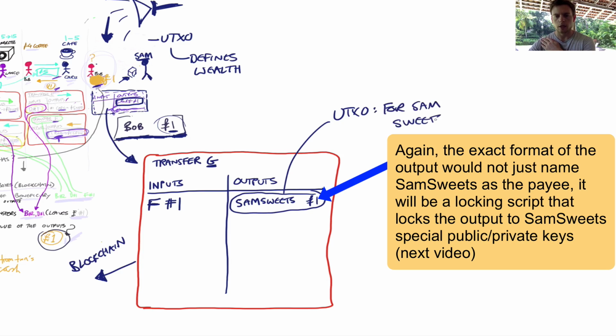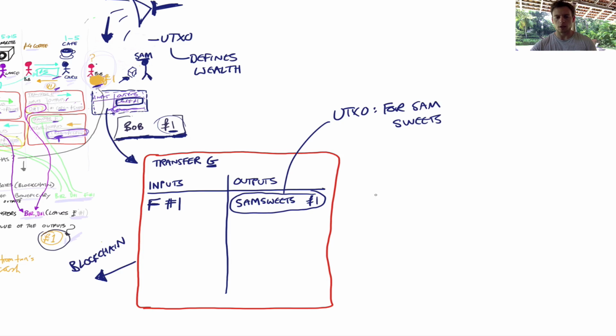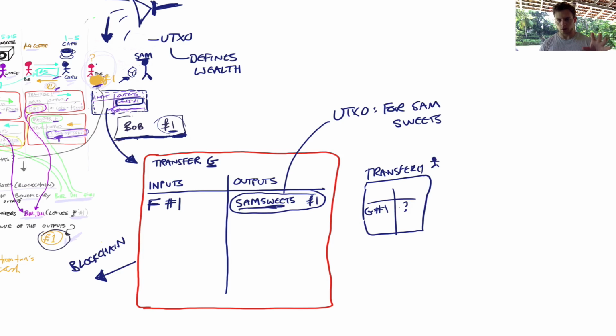right? So now Sam Sweets can write a new transaction, right? Transfer H, where he can reference transfer G, output 1, and he can pay someone else, right? So this is Sam Sweets doing this because the outputs from transfer G are locked to Sam. Now, how that locking happens is something we need to talk about, right?